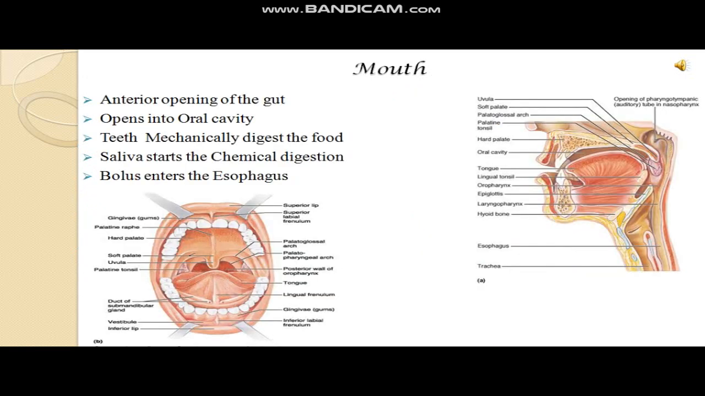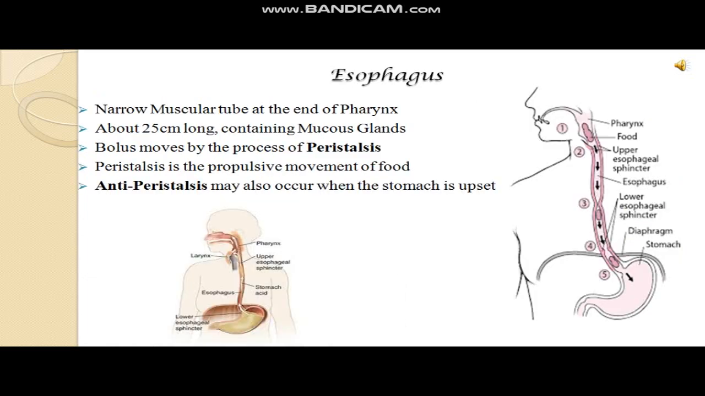Now, we will discuss each level of organization in detail with its functions. Mouth is the anterior opening of the gut. It initially opens into the oral cavity where the food is both mechanically and chemically digested. The teeth present in mouth digest the food mechanically and the saliva digests it chemically. As the food moves onto the esophagus, it will have turned into bolus, that is a rounded mass of the food. The esophagus is a narrow muscular tube that is about 25 centimeters long and contains mucus glands. These glands moisten the bolus as it passes through by peristalsis.